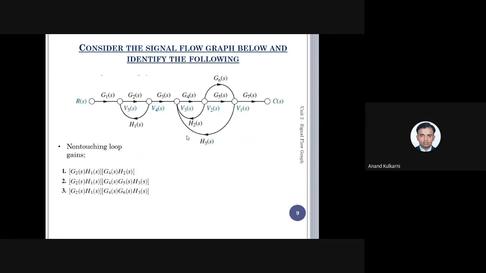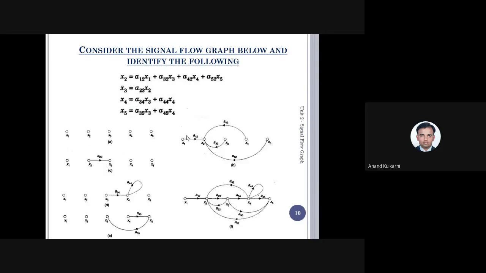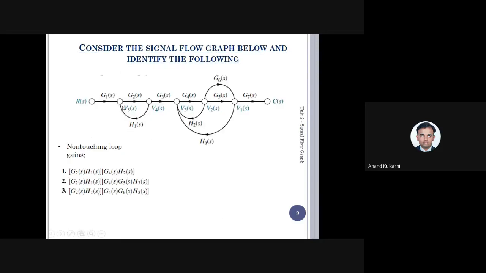Now there are non-touching loops. What do you mean by non-touching loops? The loops which do not have common nodes, as I've told, are called non-touching loops. Now just observe here. In this case, this loop, that is L1, the red color loop, and this loop, they are non-touching loops. Is it clear? These are non-touching loops.